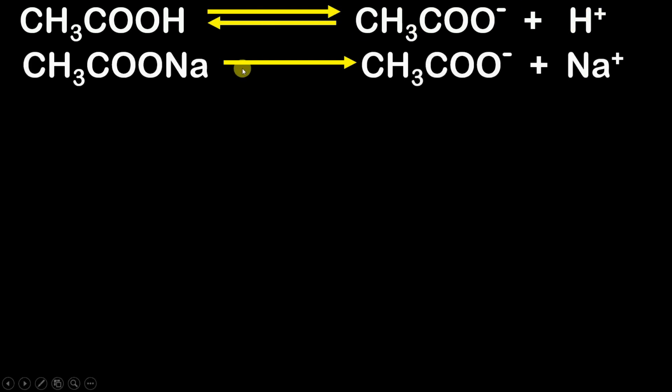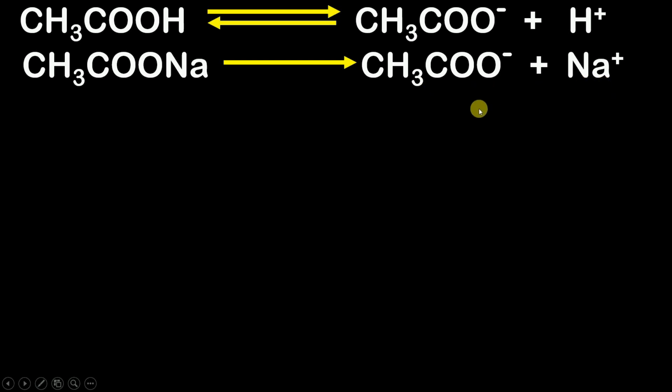Now moving on, the salt, that is CH3COONa, which we have considered, is a strong electrolyte. Remember guys, almost all salts are strong electrolyte, and as a salt is a strong electrolyte, it will get completely dissociated into CH3COO minus plus Na plus ions. So out of 100 moles, all the 100 moles of CH3COONa will get dissociated into CH3COO minus plus Na plus.